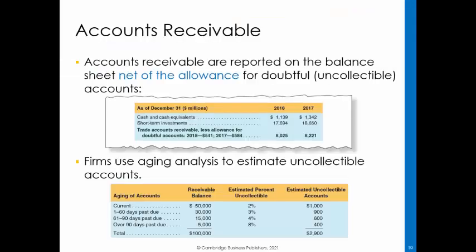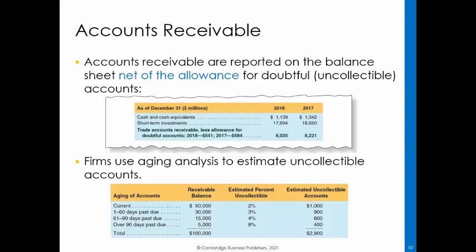Selling goods on account carries the risk that some customers will encounter financial difficulties and be unable to pay the amount due. GAAP recognizes this possibility and requires companies to estimate the dollar amount of receivables that are likely to be uncollectible and to report only the net collectible amount on the balance sheet, as shown for Pfizer for 2017 and 2018. Companies frequently employ an aging of their accounts receivable to estimate the uncollectible amounts.